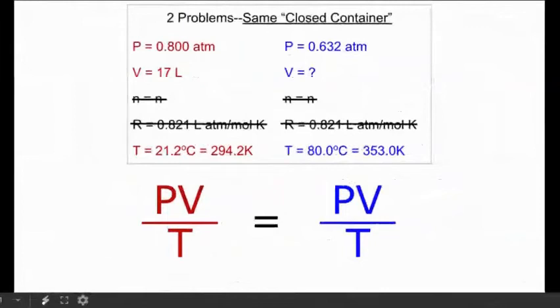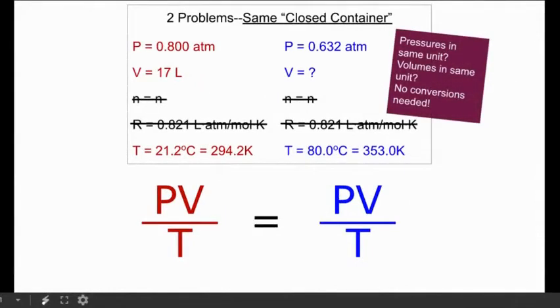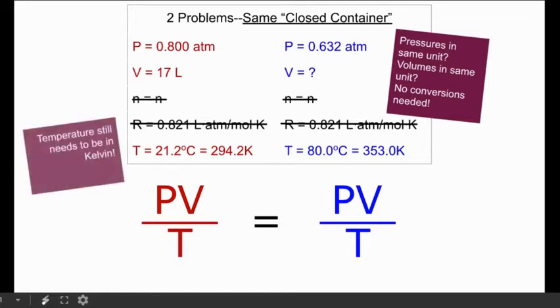Now that we're ready to solve the problem, let's check to see whether we have to do any unit conversions. So let's start with pressure. Both of them are in atmospheres, so that's good. We know that volume is in liters, and so our answer will be in liters. But the temperatures need a little bit of work. They have to be in kelvins, and they were given to us in degrees Celsius. So what I did here was added 273 to both of the temperatures so that we now have the temperature in kelvins.